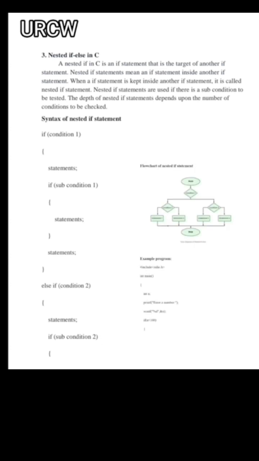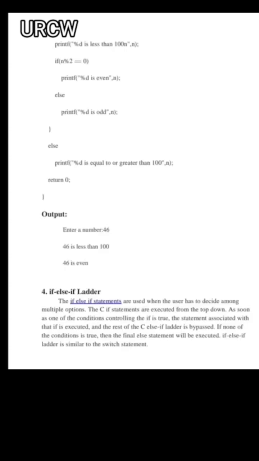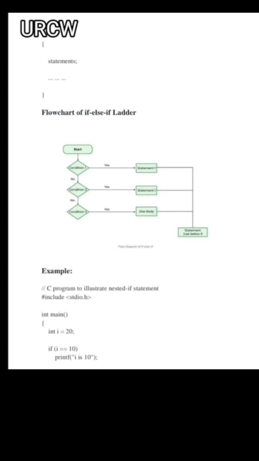The depth of nested if statement depends upon the number of conditions to be checked. If else if, it is also known as ladder if. The if else if statements are used when the user has to decide among multiple options. The C if statements are executed from the top down. If none of the conditions is true, then the final else statement will be executed. If else if ladder is similar to the switch statement.